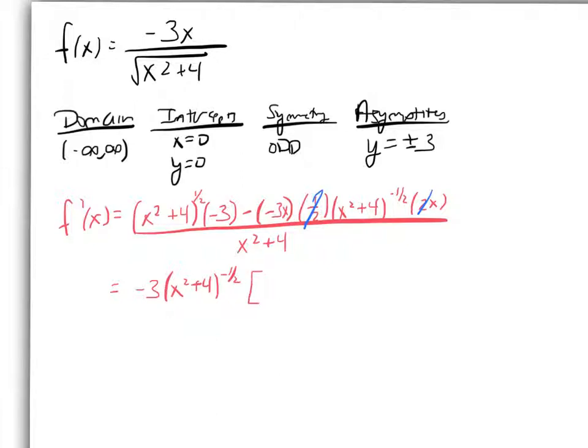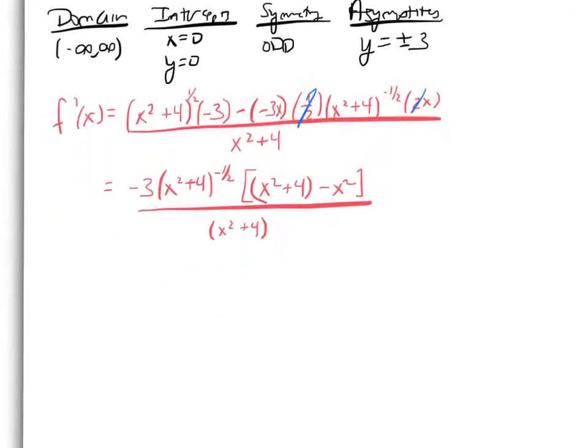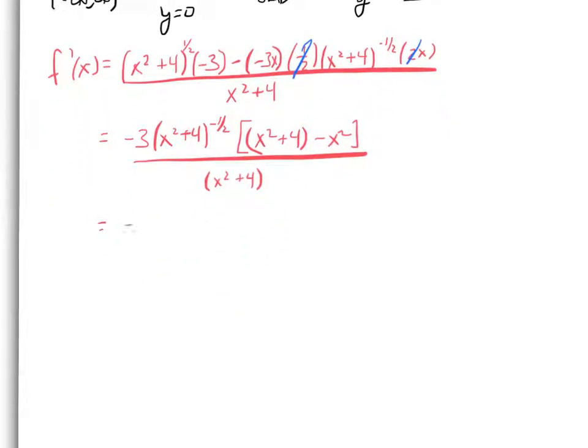Okay, so left inside we would have an x squared plus 4 to the first power minus, we took out our negative 3, we took out our x squared plus 4 to the negative 1/2, so we still have an x times an x, which is an x squared. Okay, next we'll simplify a little bit. We've got negative 3 here. In the brackets we'll be left just with 4 and an x squared plus 4 to the 3/2. So here is our first derivative.